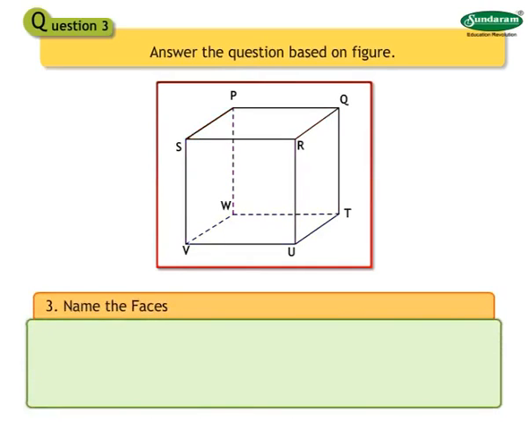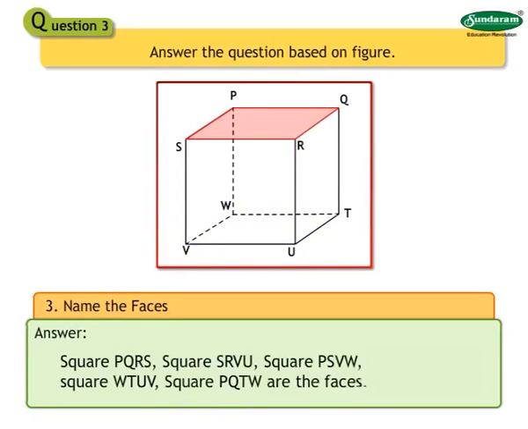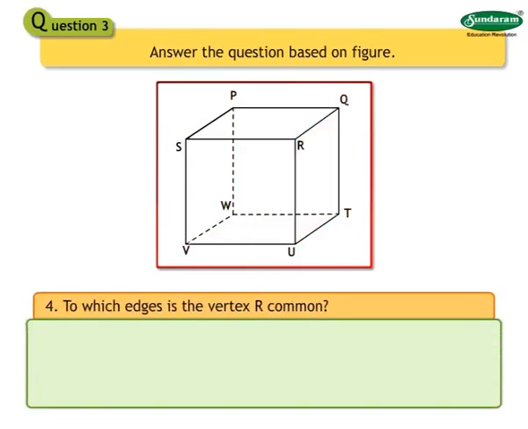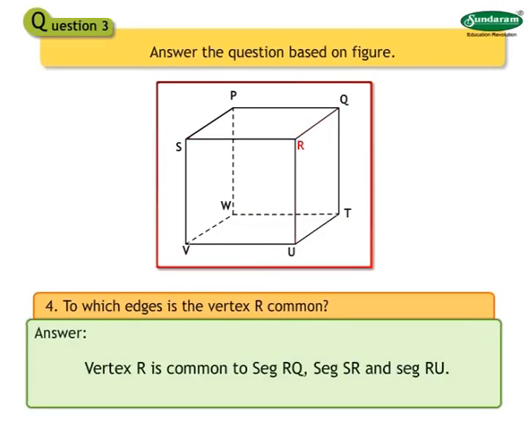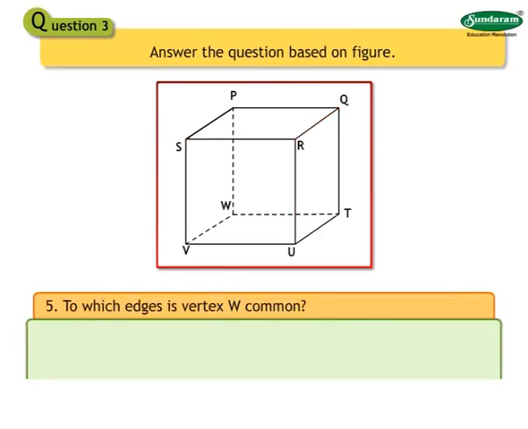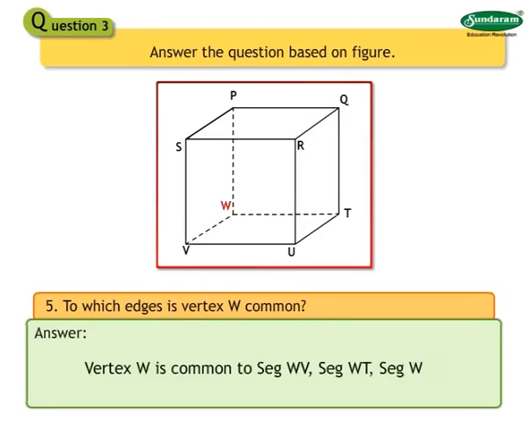3. Name the faces. Answer. Square PQRS, square SRVU, square PSVW, square QTUR, square WTUV, square PQTW are the faces. 4. To which edges is the vertex R common? Answer. Vertex R is common to segment RQ, segment SR and segment RU. 5. To which edges is vertex W common? Answer. Vertex W is common to segment WV, segment WT and segment WP.